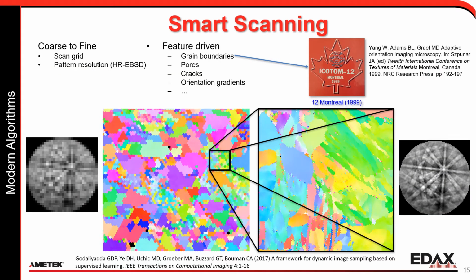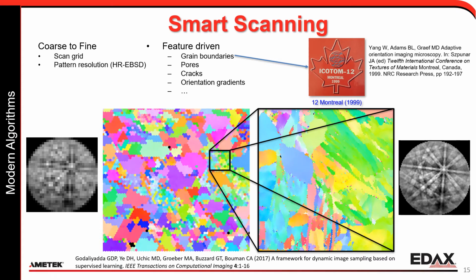But there are other strategies besides that that could be helpful in deformed materials or other materials. You can imagine starting out with a very coarse scan grid and fairly coarse patterns, in terms of lower pixel resolution in the patterns. And then there might be features of interest. One example is grain boundaries, which was actually presented at the Montreal ICOTOM in 1999. But you can imagine other features.